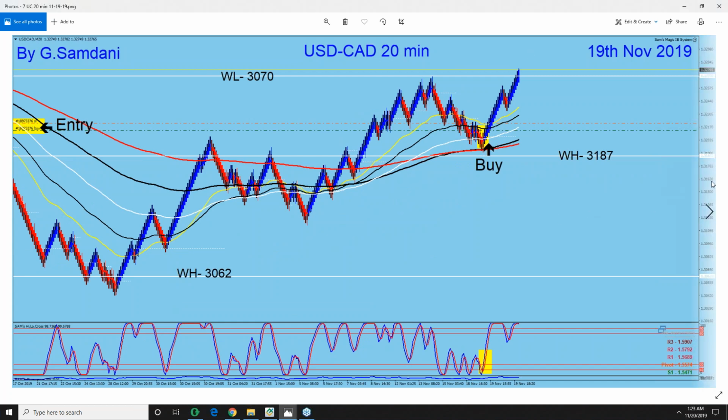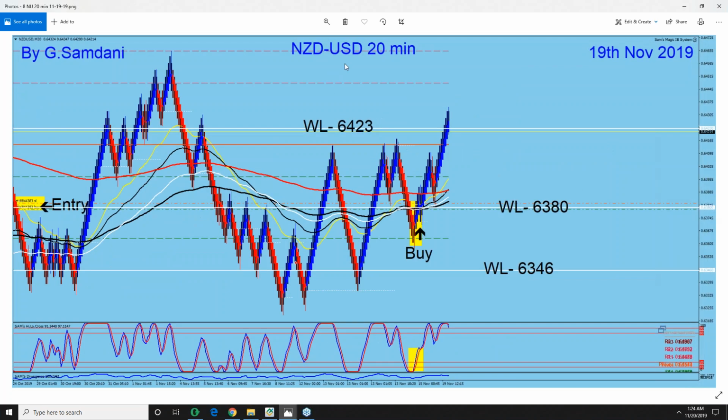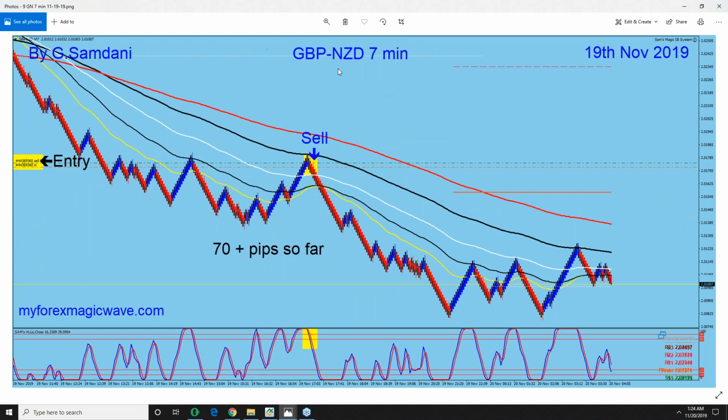Everything counts. On the 19th, today, Aussie pairs not moving, yen pairs not moving, pound pairs not moving. So what do I do? I go after these other pairs then. USD CAD, then Newsy USD. These are pairs I don't usually trade, but today I had to. Nothing was working. And last but not least, pound Newsy, because the Newsy is getting strong very nicely, and it went all the way down.